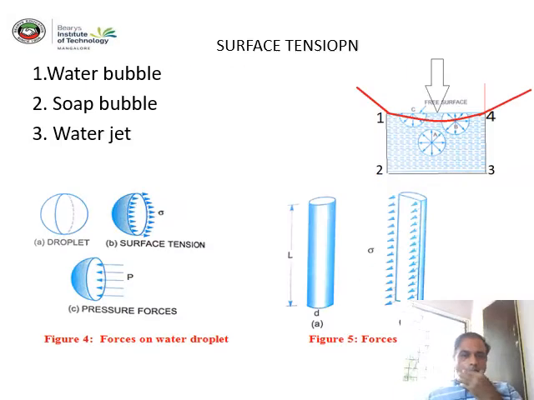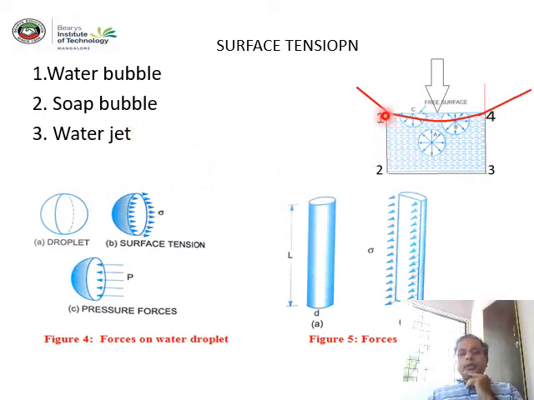Now we are discussing the relation between P and sigma. Sigma is the surface tension, P is the pressure. Due to this pressure, there is a pressure force. Now we have to understand what the pressure is, what sigma is, and how to equate, why to equate, all that we have to understand. We are finding the P and sigma relation for a water bubble, soap bubble, and water jet.